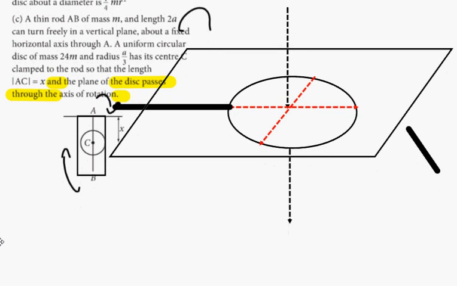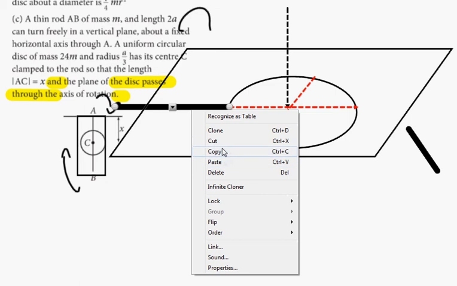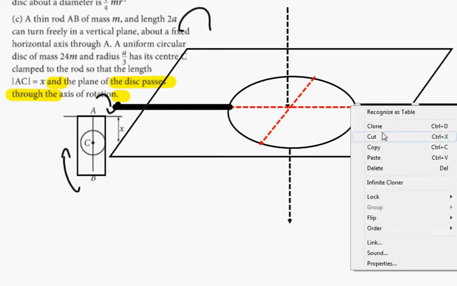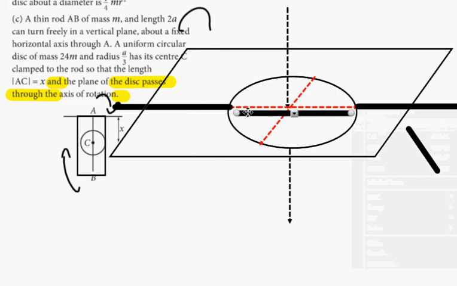So the rod exists on both sides, doesn't it? It's not just one side, it actually exists on both sides, and it goes through the center of the circle. So the rod is going through the whole thing. So we'll make one more clone there. So that's basically the rod there, and it's going down and around. Now, let's calculate what's going on here.